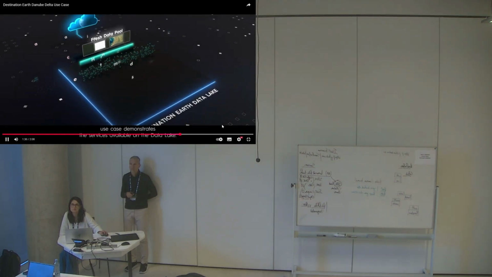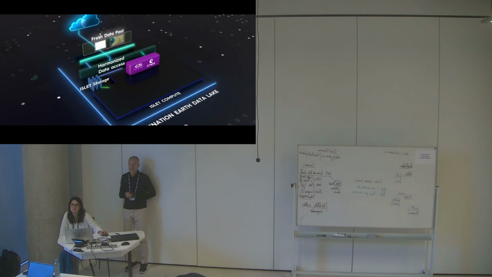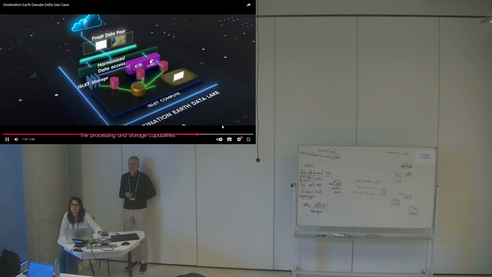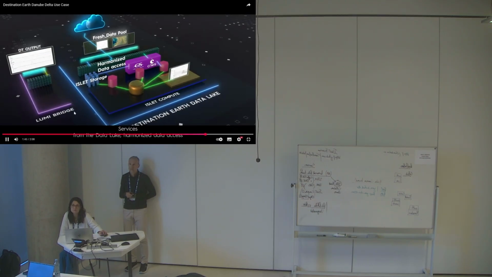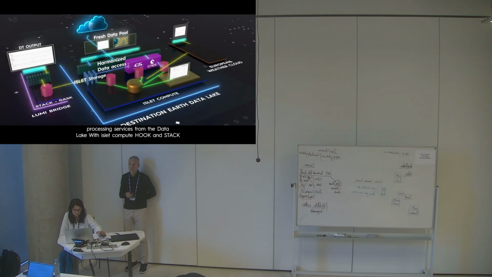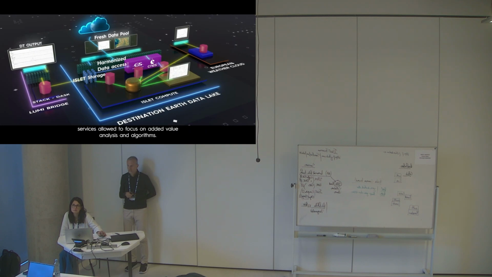The Danube Delta use case demonstrates the services available on the data lake, showing how to leverage the harmonized data access, the processing and storage capabilities. Services from the data lake, harmonized data access, processing services from the data lake with Islet compute, Hook and Stack services allow to focus on added value analysis and algorithms.